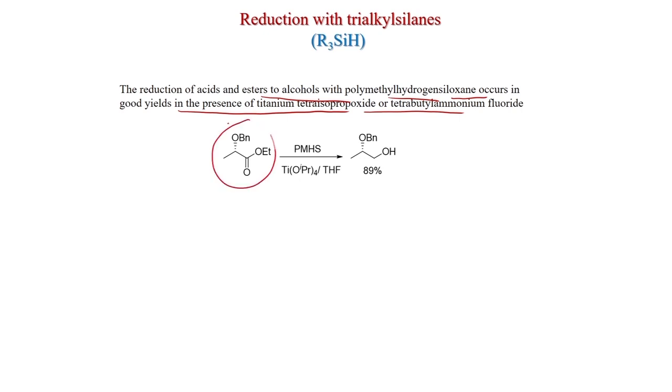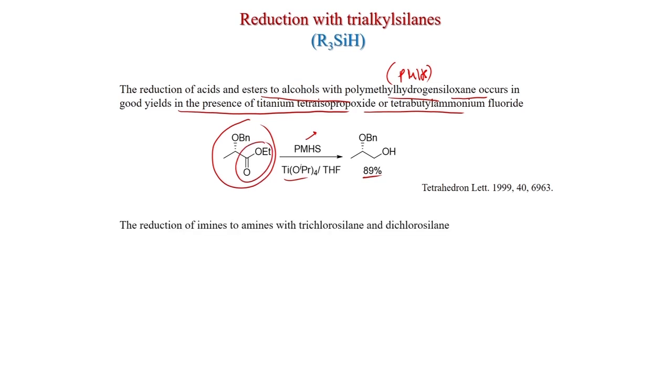Here, this O-benzyl ester with this PMHS and titanium isopropoxide, you get this O-benzyl diol in 89% yield. So, this ester group is getting reduced to alcohol. Imines to amines with trichlorosilane and dichlorosilane. So, these imines with BF3 etherate to activate the imine, and you get the reduction in good yield. When dichlorosilane is used, then 90% yield is possible.